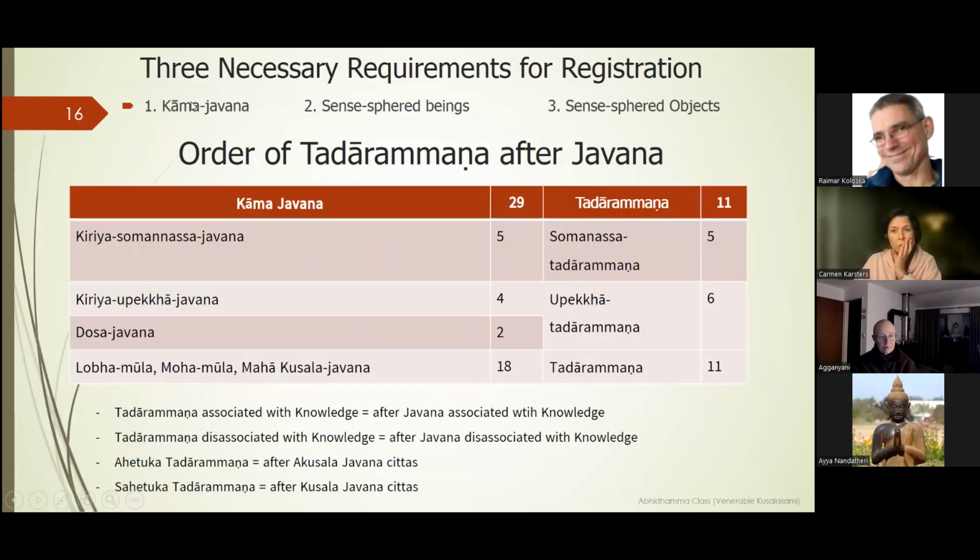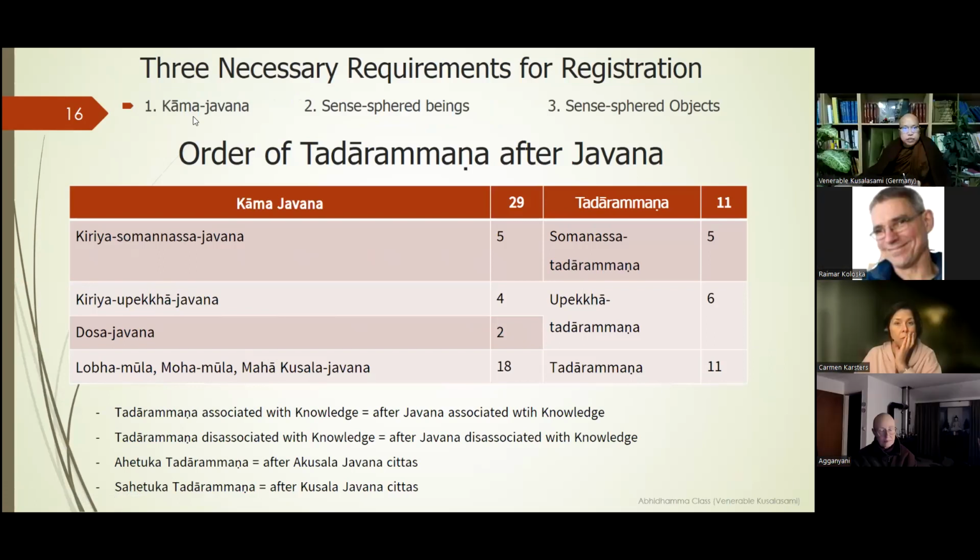So we need three requirements for registration. Registration arises only if these three requirements are met. If these three are not met, there's no Tadaramana. The first one is Kama Javana. In the thought process, there is a Javana, and that Javana must be a sense sphere Javana. If it is Rupavacara, material sphere Javana, immaterial sphere Javana, or Lokuttara Javana, Tadaramana will not arise.